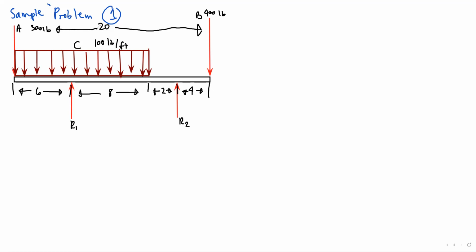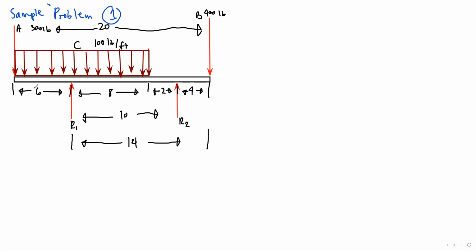Ayan. So, next tayo, kunin natin yung distance between R1 and R2. So, R1 and R2 is equals to 10 feet, guys. Okay. And then, R1 to B is equals to 10 plus 4, 14 feet. Okay. So, in-add ko lang to 8 plus 2 plus 4.